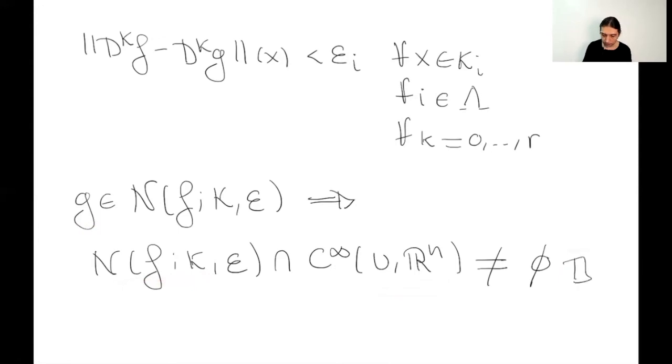Okay. We saw the density of the set of C infinity maps in the space of C^r maps for the strong topology when the source and the target spaces are open subsets of Euclidean spaces. What we want to show now is a global version of this result in which the source and target manifolds are no longer required to be Euclidean spaces. They can be any manifolds. And that's the kind of topic that we are going to discuss in the next lecture.